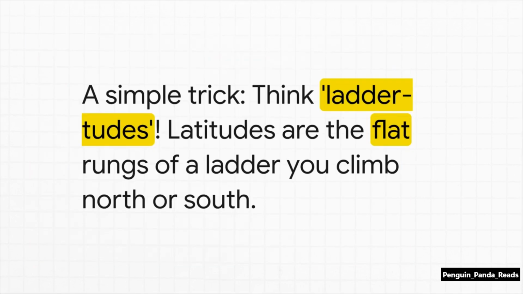And hey, if you ever get these lines mixed up, here's a super easy way to remember. Think ladder. The rungs of a ladder are flat, right? They go side to side. Latitudes are flat like ladder rungs. It's a simple way to remember that they measure how far north or south you are.